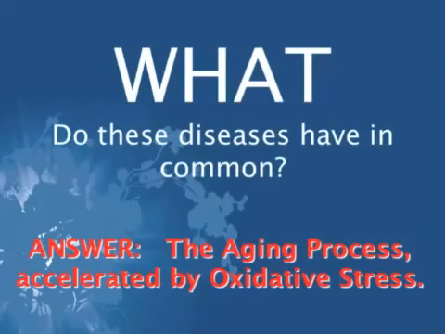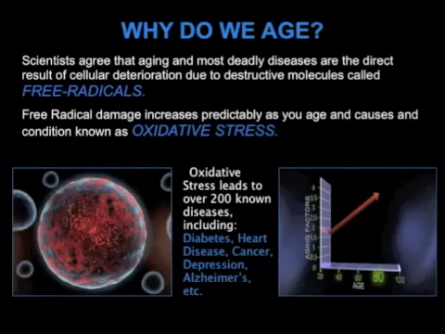Well, what do these diseases, specifically cancer and heart disease, have in common? The answer is the aging process. These are diseases that are typically of the aged, and they're accelerated by oxidative stress. Oxidative stress is the term used for free radical damage, excessive free radical damage. So why do we age?